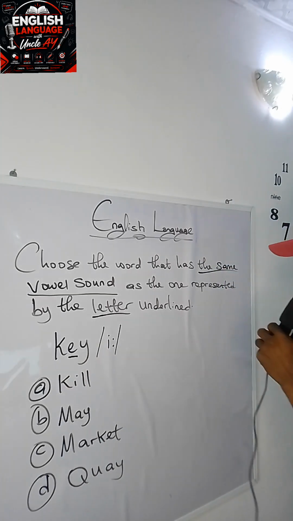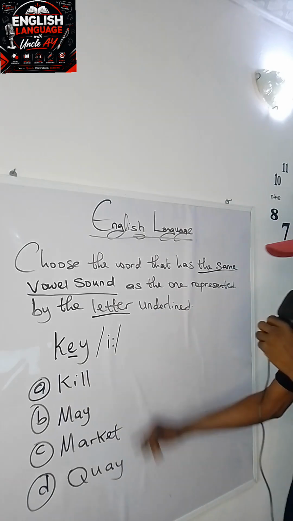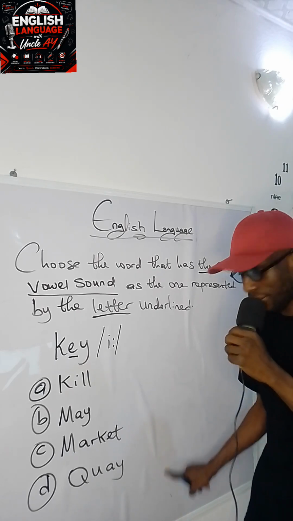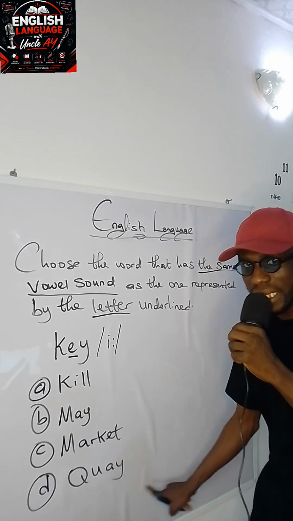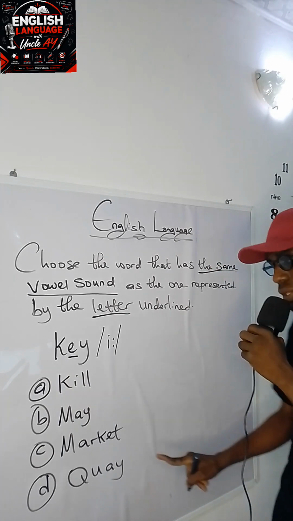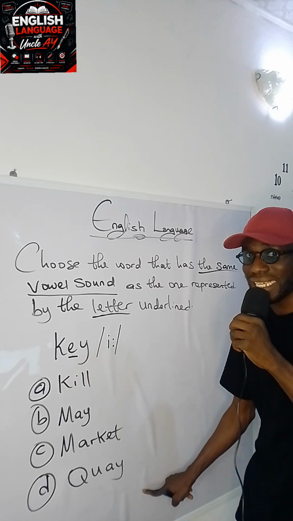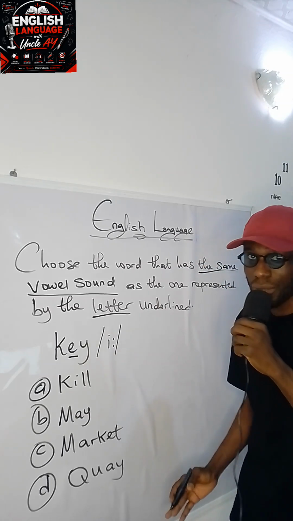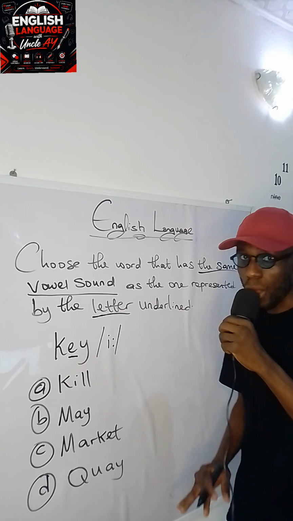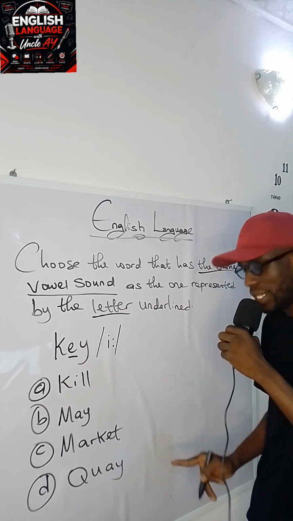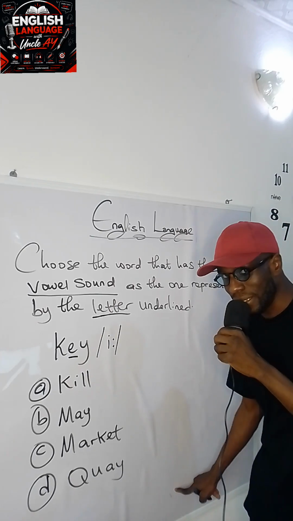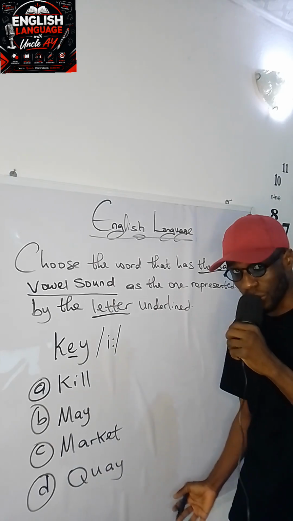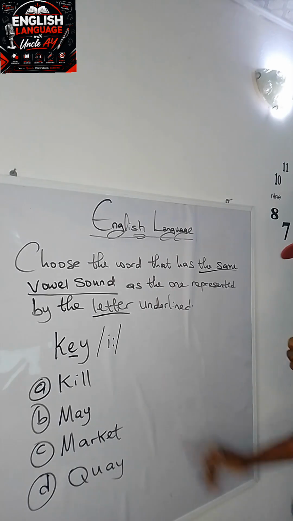So let's go through our options. Option A here says kill. Option B, may. Option C, market. Option D, key. I'm sure many persons do not think this particular word is key. Maybe the first time you came across the word, you called it something else, but the correct pronunciation is key. So before we go on to find out our answer, I'm very sure you know what the answer looks like, but let's find out, because we still have to transcribe.